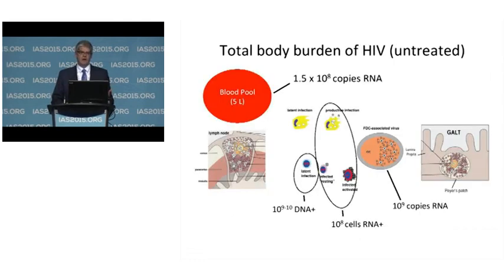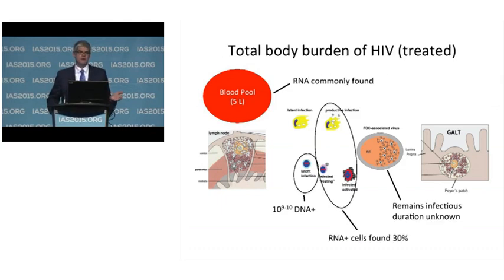So we can now put a map together, and at least in untreated individuals, we can look and say, what is the burden of infection? If your viral load is 30,000 copies per mil, you've got 5 liters of blood, that turns out to be about 10 to the 8th copies per mil. When you look at the FDC network, that's about 10 to the 9th copies of HIV RNA. 10 to the 8th cells are RNA positive, productive infection, and you have about 10 to the 9th or 10th cells that are DNA positive. And of course, not all of these cells are capable of producing infectious virus. I think Bob Silicano would say that somewhere less than 10% of those are actually capable of producing virus.